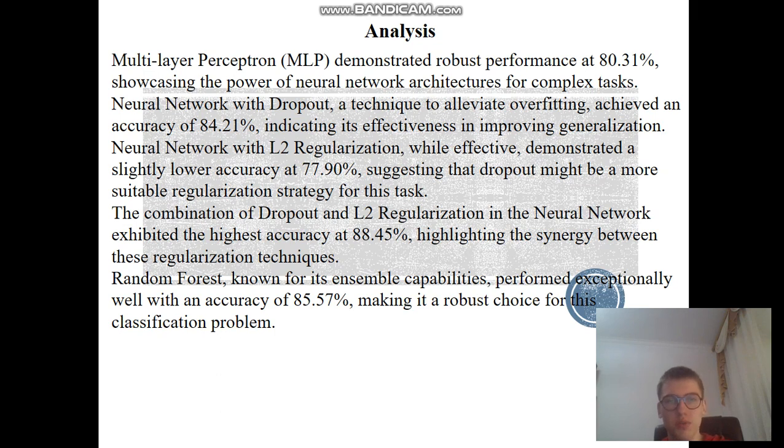The combination of dropout and L2 regularization in the neural network exhibited, as was mentioned before, the highest accuracy at 88.45%, highlighting the synergy between these regularization techniques. Random forest performed exceptionally well with an accuracy of 85.57%, making it a robust choice for this classification problem, considering that random forest is a simpler algorithm than building an entire neural network.